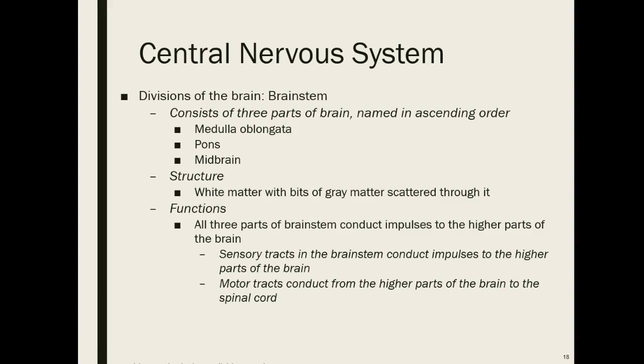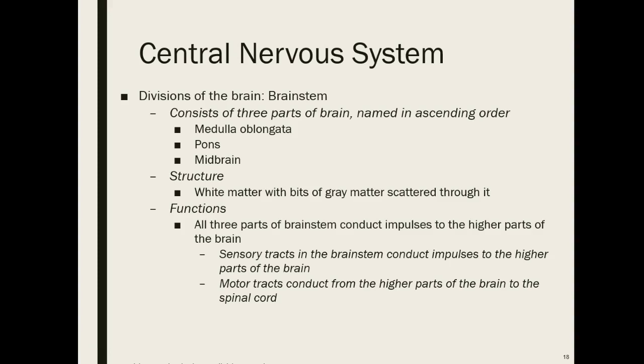So these components primarily are made up of white matter with a little bit of gray matter scattered throughout. So remember that the white matter is white because it's made up of those myelinated axons. All 3 parts of the brainstem will conduct impulses to the higher part of the brain.